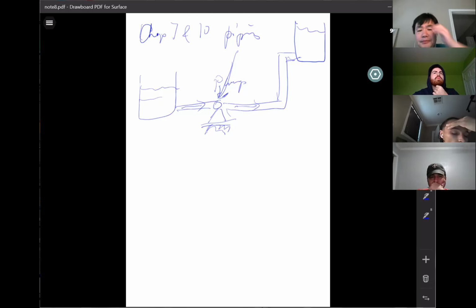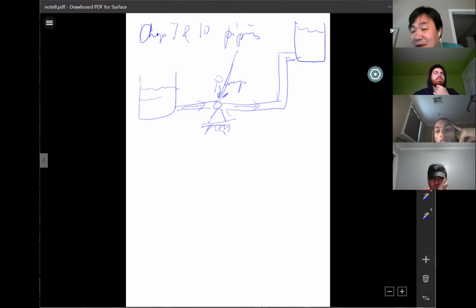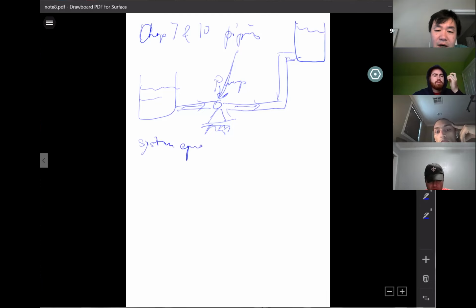Okay, so a pump is always connected to a piping system. You usually put a pipe right around the pump for the pump to deliver the fluid. So this is the whole system. For the whole system, there will be a system equation, which chapter 7 will tell you about.